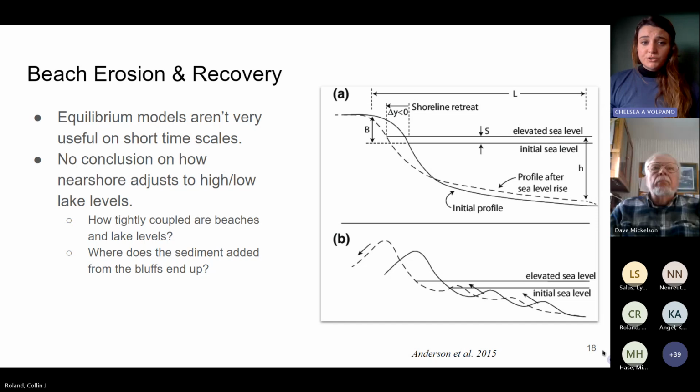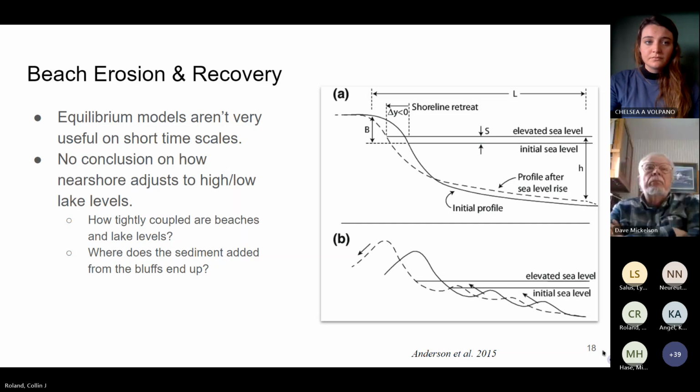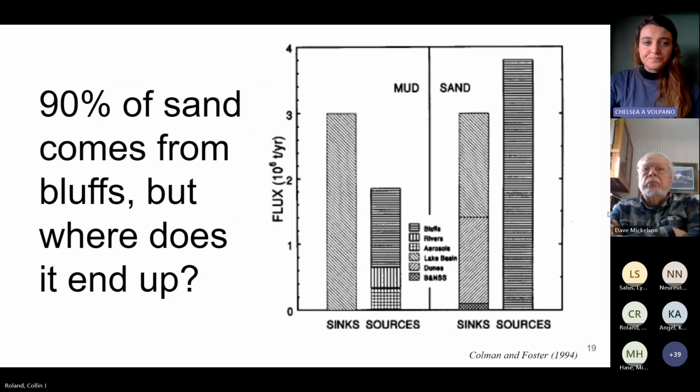There's no real conclusion on how the nearshore adjusts to high or low lake levels, how tightly coupled they are, where that sediment ends up, and basically what this recovery looks like and what timescales we're experiencing. And so I mentioned 90% of the sand here is coming from bluffs. That's this horizontal striped area here. But where is it all ending up? So when we have this continued bluff failure like Collin is researching, where does that sediment end up and why aren't we seeing beach accretion during these times when lake levels are high and lots of erosion is happening?